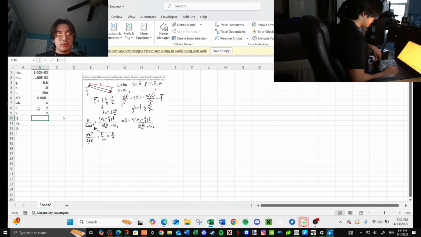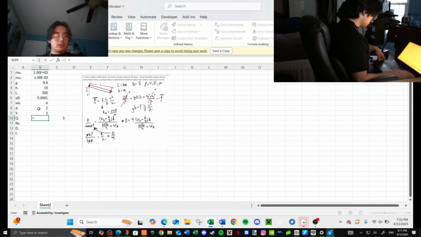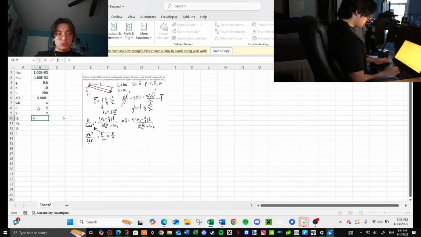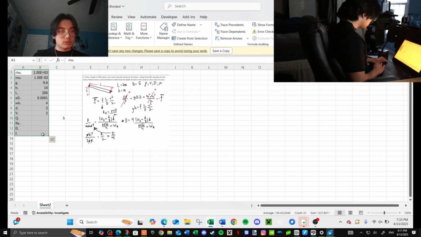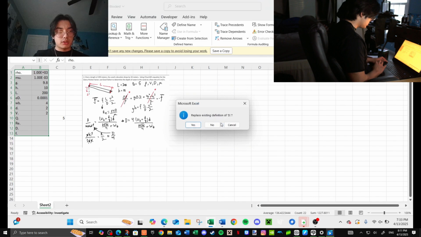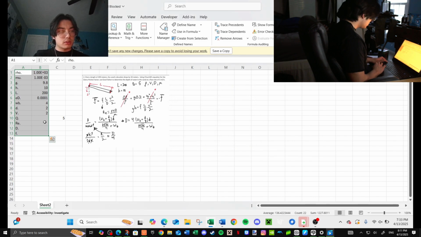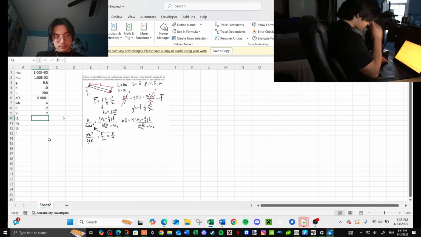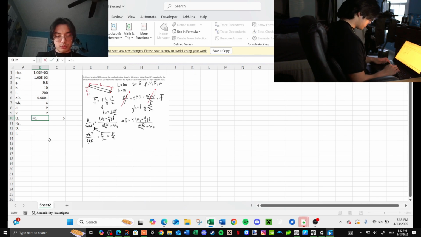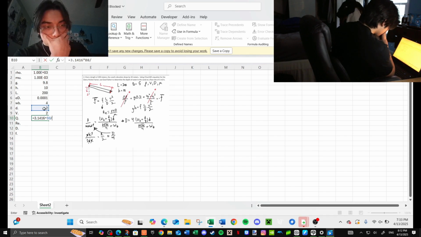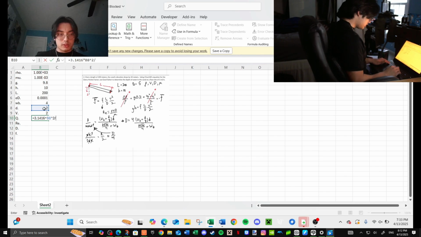So the target flow rate will be 5, but the calculated flow rate will be equal to 3.1416 times the depth, which actually I'm going to set all these equal to each other. Okay. So we have Q, which is equal to 3.1416 times the depth squared divided by 4 times the velocity.